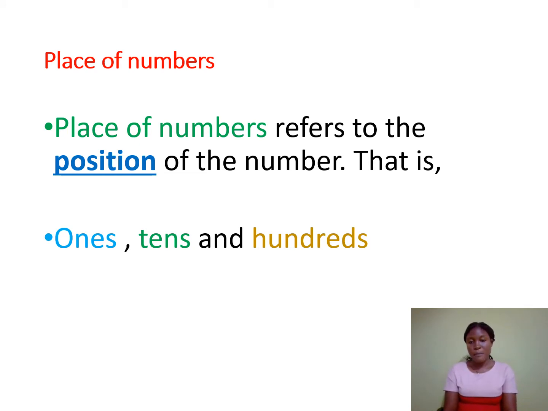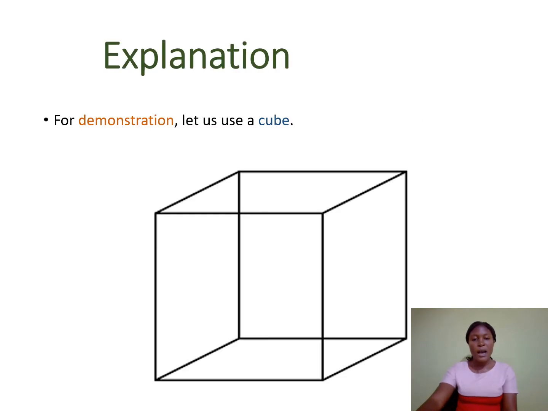Place of numbers refers to the position of the number, that is, ones, tens, and hundreds. Now let's learn about how we got ones, tens, and hundreds using a cube for a demonstration. We all know the what? A cube. This is the image of a cube.